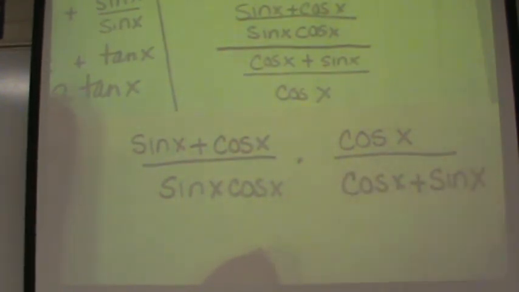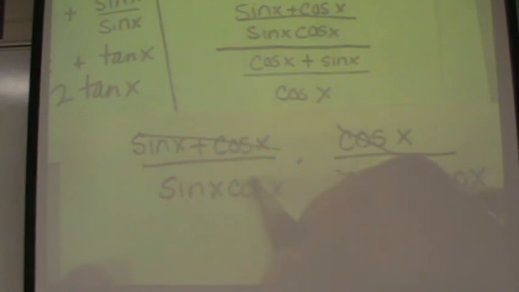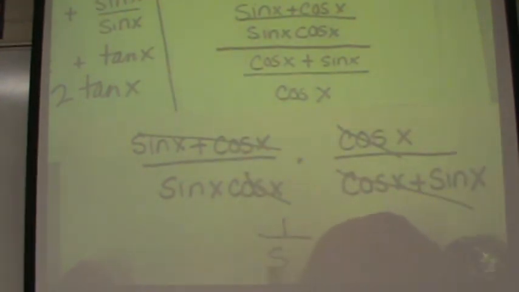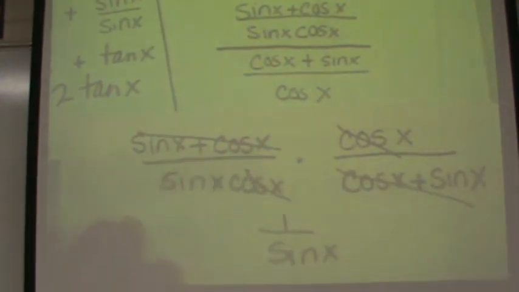Tell me what to do. Cancel. Sine plus cosine x crosses out. No whining. Cancel. Okay, what cancels? Top one left and bottom right. Everything but sine x. What else cancels? Cosine x. Over sine x. What is another name for 1 over sine x? Cosecant.